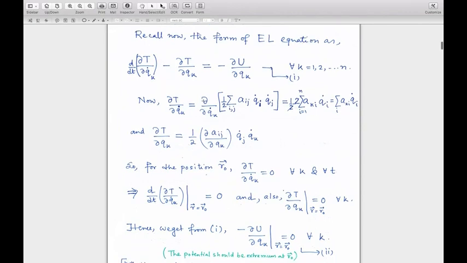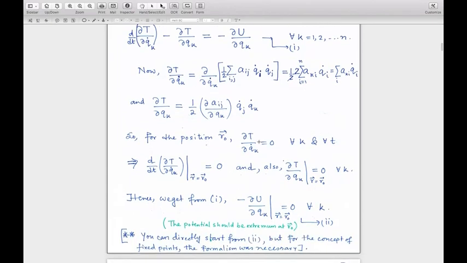Now another term will be there, ∂T/∂q_k, which will be nothing but half of ∂a_ij/∂q_k, because a_ij is a function of the coordinates. So any partial differentiation with respect to the generalized coordinate q_k will act only on this part, because the rest is just the generalized velocity. So this will be half ∂a_ij/∂q_k q̇_i q̇_j.